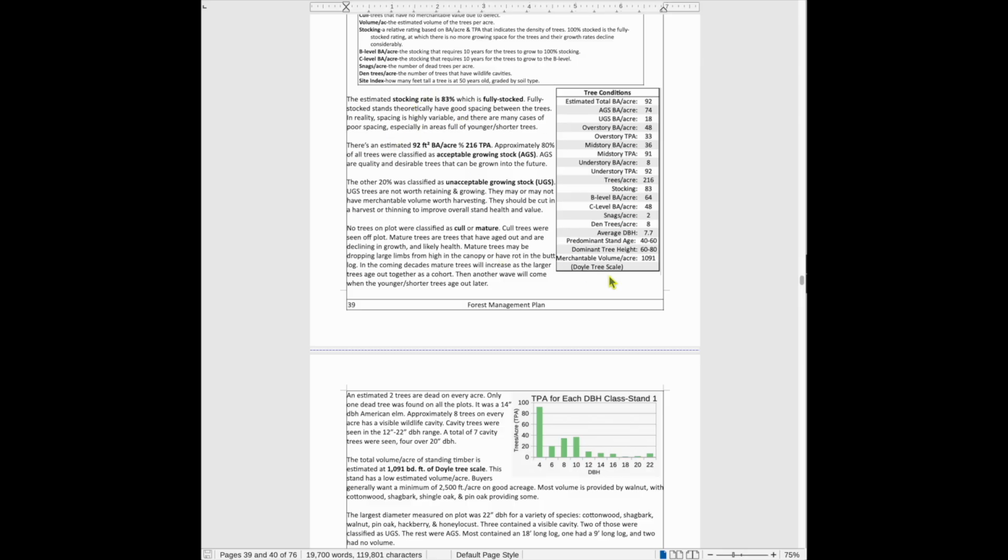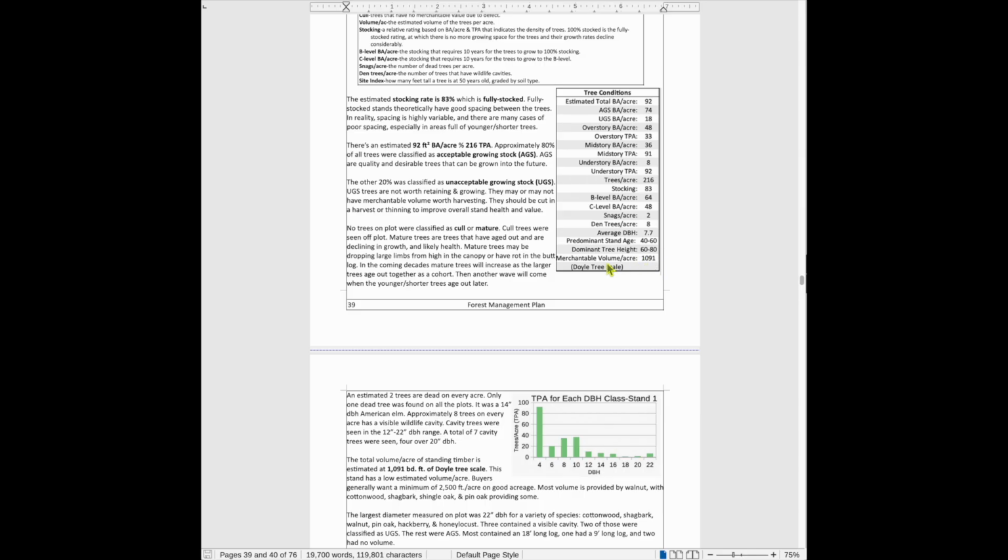Okay, so then I just go through details, and I break it down by overstory, midstory, understory. Here's how many trees per acre we estimate for all the size classes. Back to the stocking. Snags, there's an estimated 2 dead trees per acre, and an estimated 8 trees per acre that have a visible cavity in them, a den tree. The average diameter at breast height was almost 8 inches. The stand age was somewhere between 40 and 60. It was kind of variable. The dominant tree height is 60 to 80 feet.